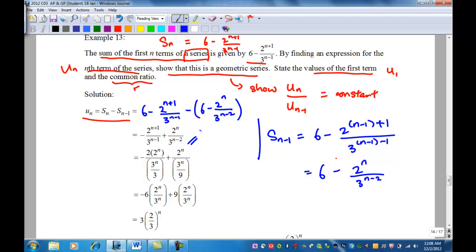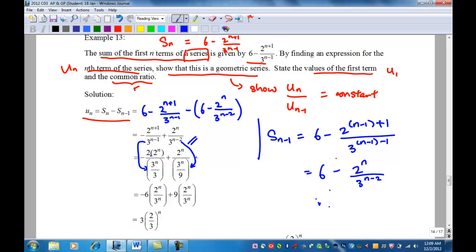Now, to simplify this, it is easier if we express all the powers in terms of n. So we unpack 2 power n plus 1 as 2 multiplied by 2 power n. 3 power n minus 1, we unpack it to 3 power n divided by 3. 3 power n minus 2, we unpack it to 3 power n divided by 3 squared, so it's 3 power n divided by 9.